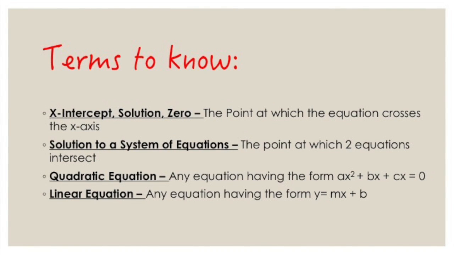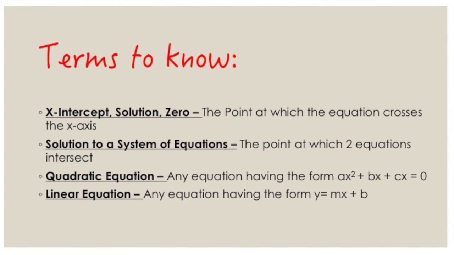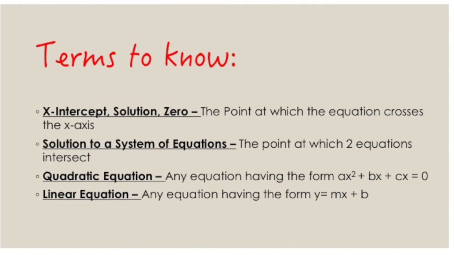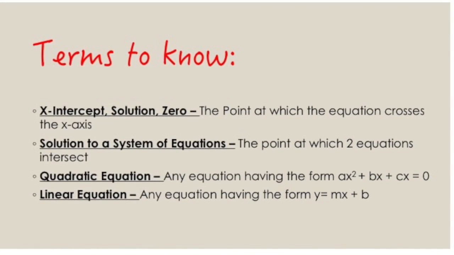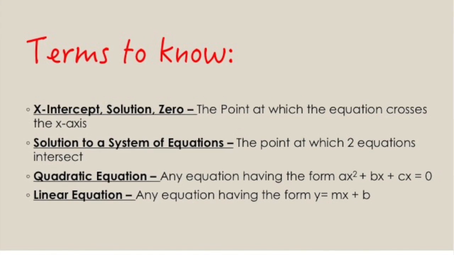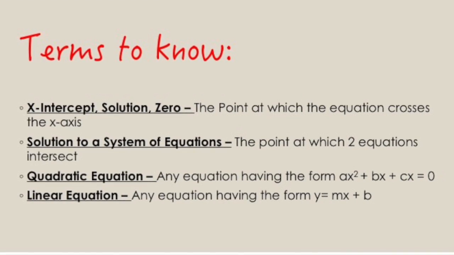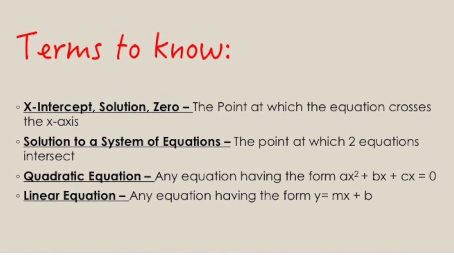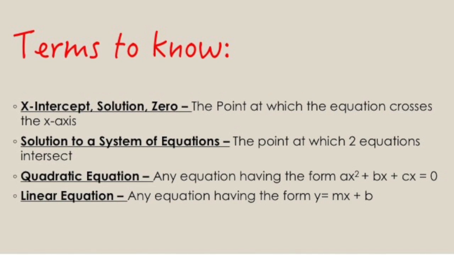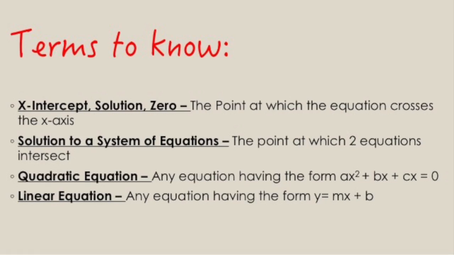Terms to know: x-intercept, solution, or zero, the point at which the equation crosses the x-axis. Solution to a system of equations, the point at which two equations intersect. Quadratic equation, any equation having the form ax squared plus bx plus c equals 0. Linear equation, any equation having the form y equals mx plus b.